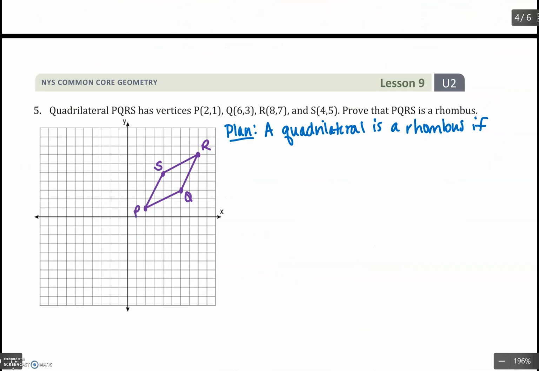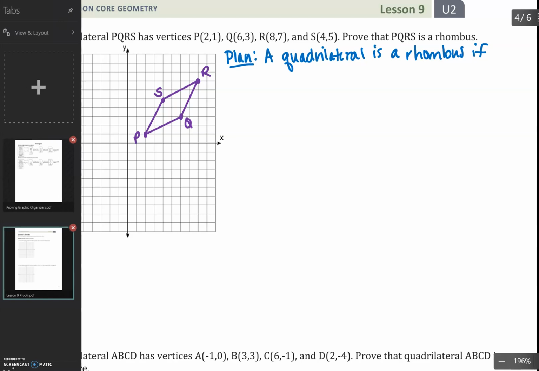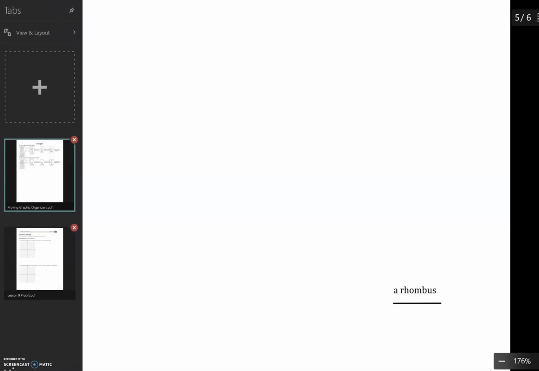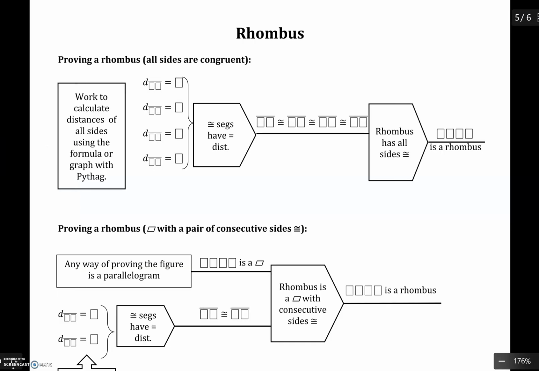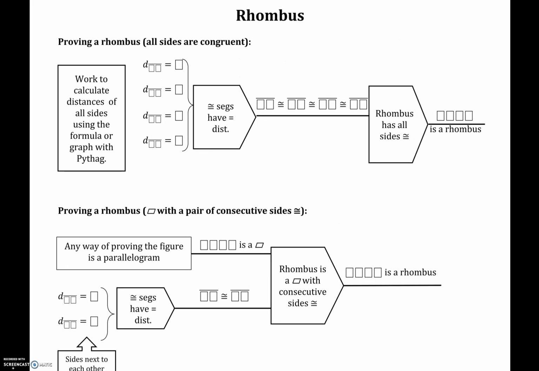We are going on to number 5, to talk about a rhombus. So, a quadrilateral is a rhombus if... Now, there's many things that people will think about when it comes to rhombus. So, if you go into the back and you look at your rhombus page, I have 3 ways shown here. Now, remember I told you, you get to pick the one you like best. So it depends on your preferences on which one you choose.